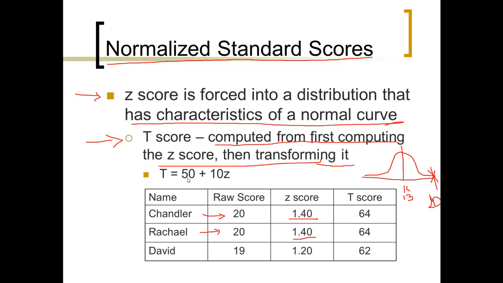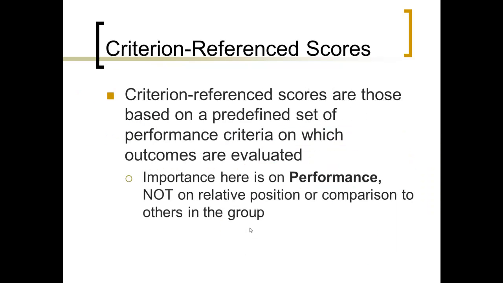But then we take the formula where we take the z-score, multiply it by 10, and then add 50 to it. Then we come up with a score of 64. David missed one, got a z-score of 120, so he'd be right around here somewhere. But his t-score is 62. Now, what's the difference between this and this? Well, just a transformation right here with this formula. So that pretty much is what your t-score is all about. It just puts it into another set of numbers for you to compare.